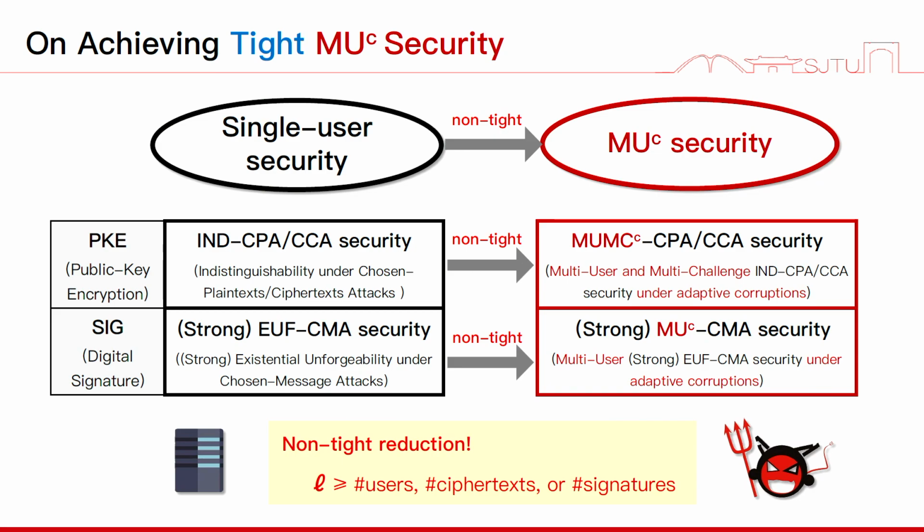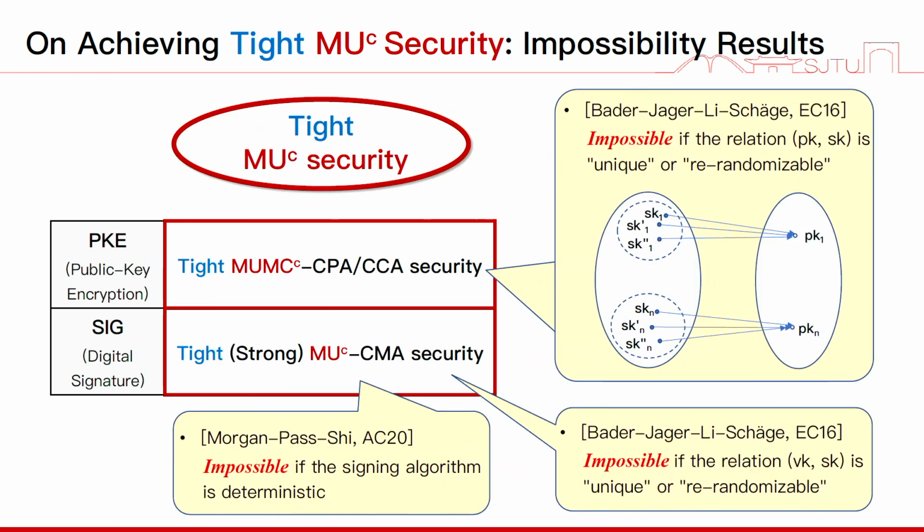Single-user security generally implies MUC security by hybrid arguments. However, the hybrid argument reduction incurs a very large loss factor, which is at least linear in the number of users, the number of ciphertexts, or the number of signatures. Indeed, many existing works show impossibility results on achieving tight MUC security.